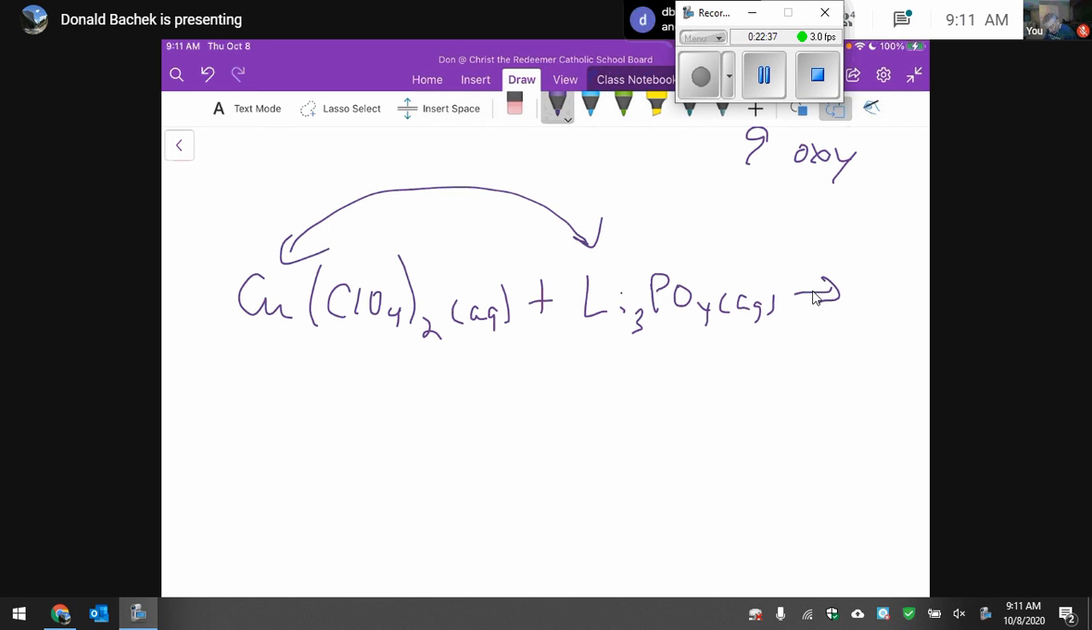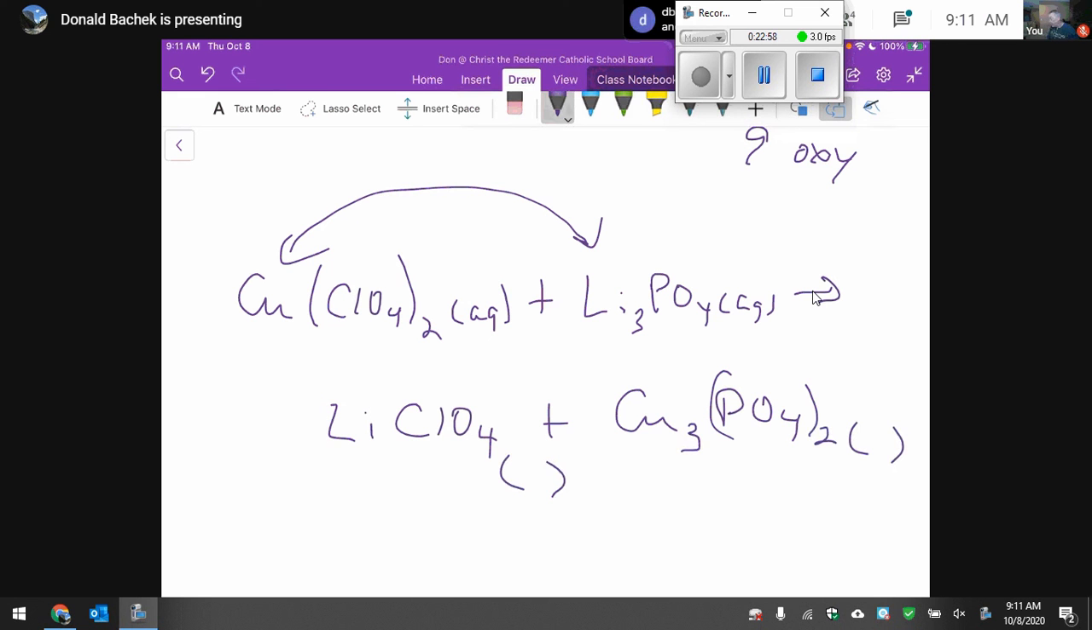When we switch them, we're going to get some lithium perchlorate and copper. And again, we're using copper 2. So we started with copper 2, we end up with copper 2 phosphate. So we're going to have to put brackets here, 2, and then phosphate's a 3 minus, so that's going to go there. And now this is where you're going to look up the states.